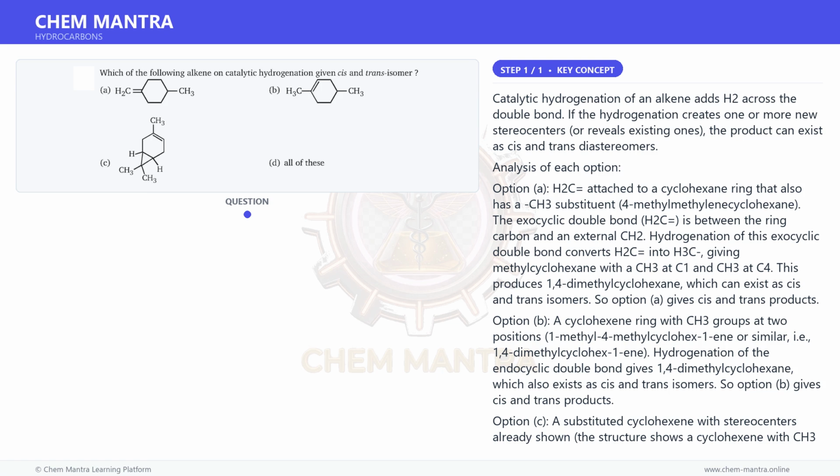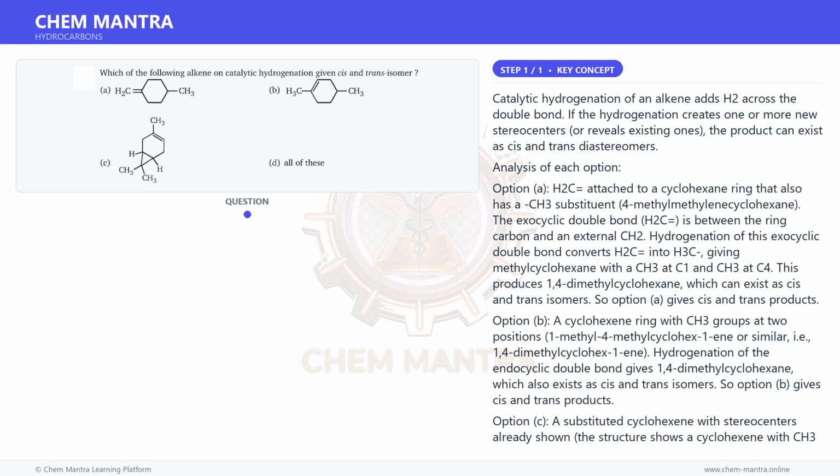Option A. H2C= attached to a cyclohexane ring that also has a CH3 substituent, for methylmethylenecyclohexane. The exocyclic double bond H2C= is between the ring carbon and an external CH2. Hydrogenation of this exocyclic double bond converts H2C= into H3C, giving methylcyclohexane with a CH3 at C1 and CH3 at C4.